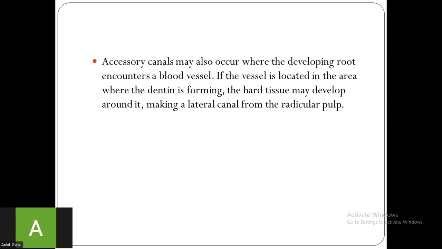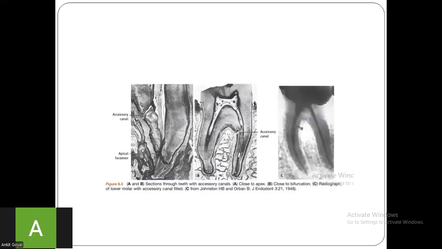Accessory canals may occur anywhere in the developing root where it encounters a blood vessel. If the vessel is located in an area where the dentin is forming, the hard tissue may develop around it, making a lateral canal from the radicular pulp. So this is the diagram showing the accessory canal mainly in the apical third of the root.